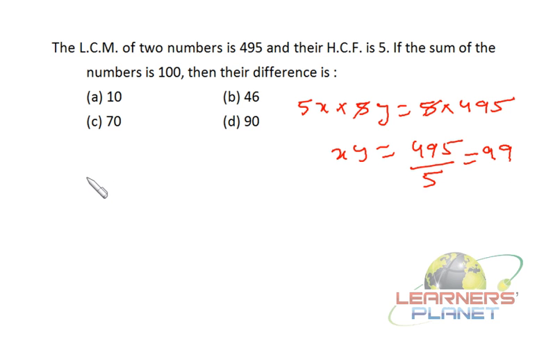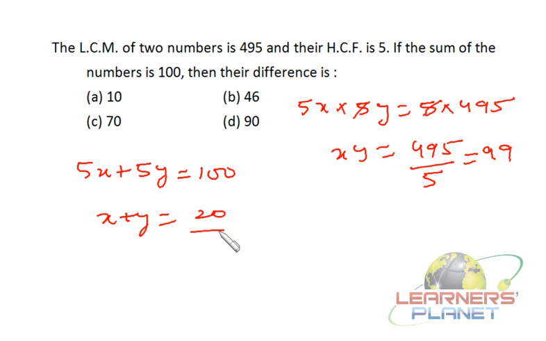Now the sum of the numbers is given as 100, that means 5x plus 5y is equal to 100. That means x plus y must be 20. Now x plus y is 20 and xy is 99. That means for x and y, even without solving, we can say one of them will be 11 and the other will be 9. Okay. So we can get the numbers: 11 into 5, one of them will be 55, and 9 into 5, the other will be 45. Now the difference between 55 and 45 is 10. Okay, I hope you are clear with the problem.